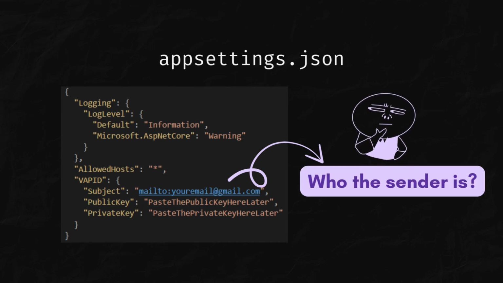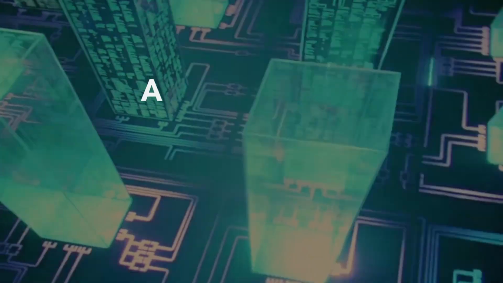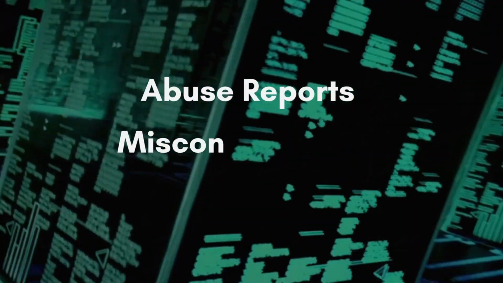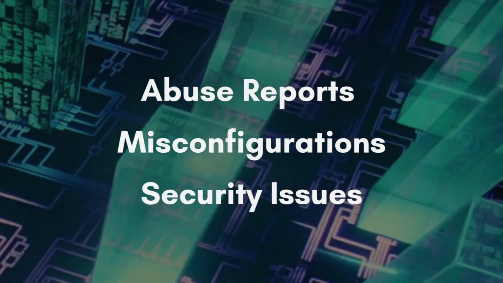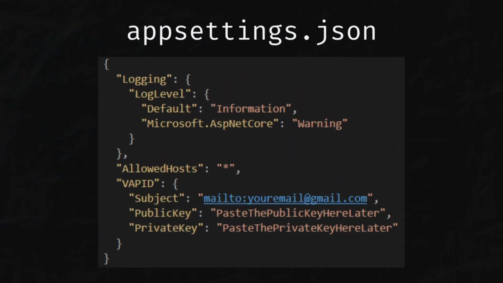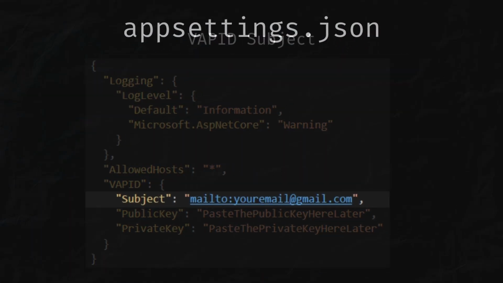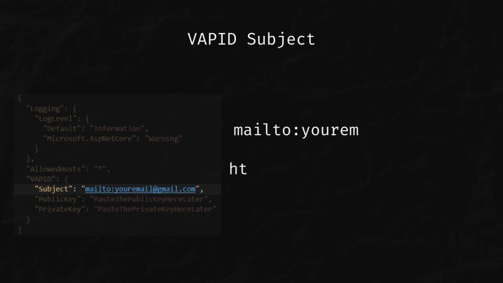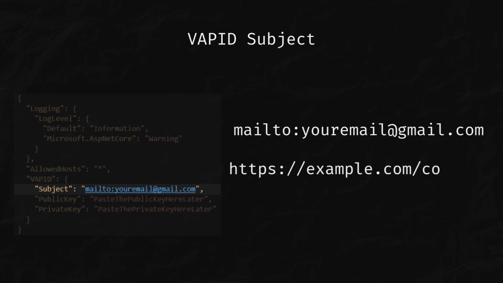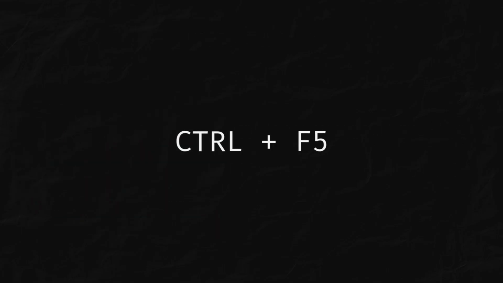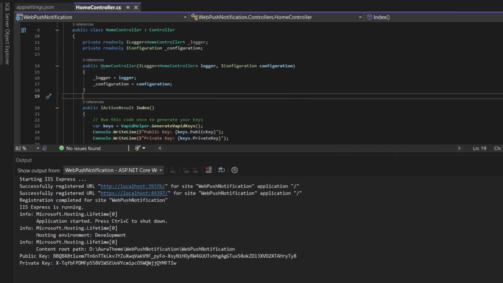Why does this matter? Well, if something goes wrong, like abuse reports, misconfigurations, or security issues, the push service like Google knows how to contact you. The subject can be an email address using the mailto scheme, or it can be a URL pointing to a contact page. All right, now let's run the project once to get those keys.